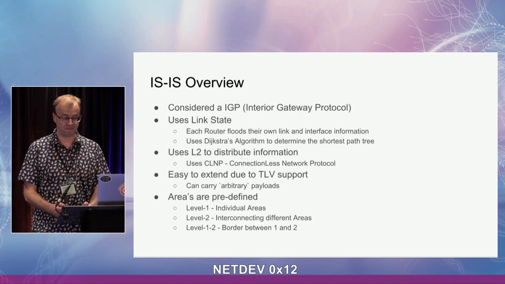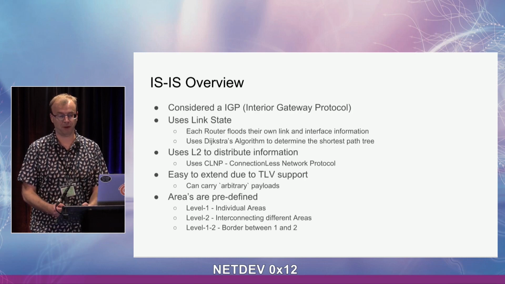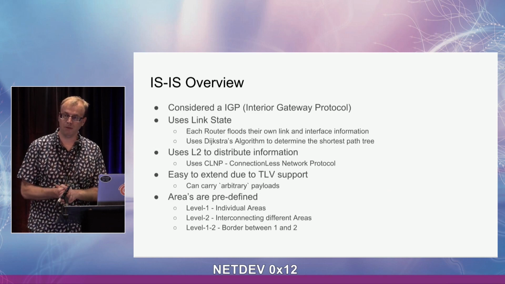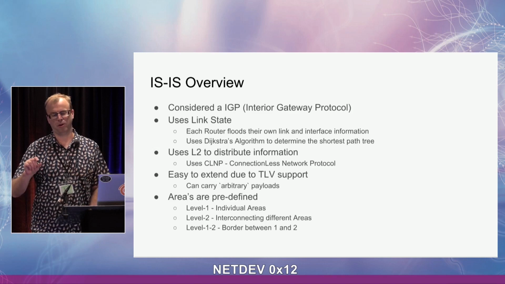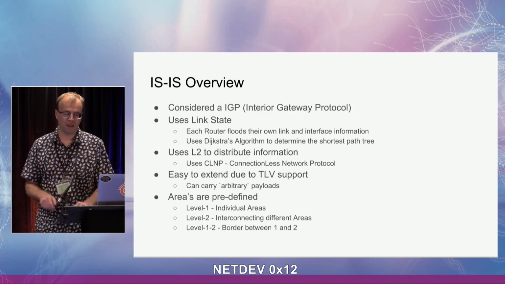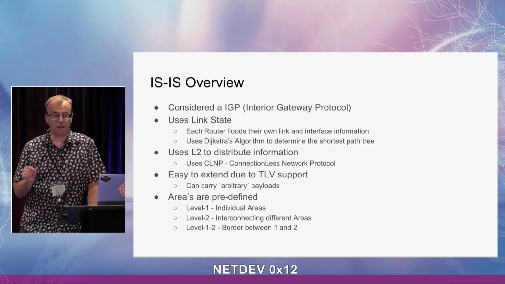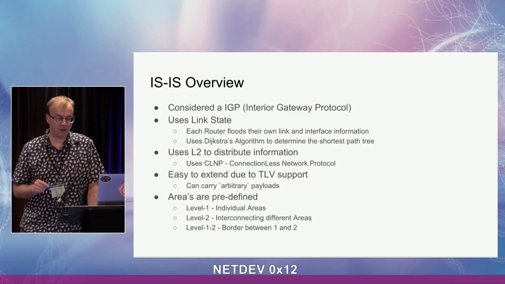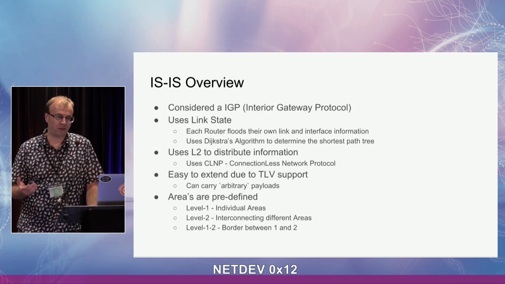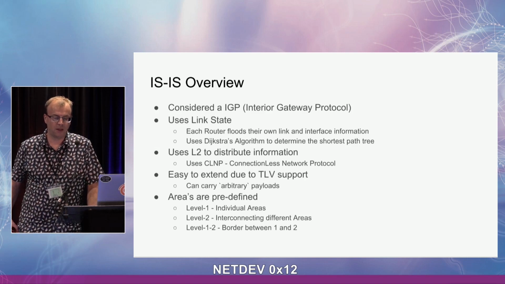It also uses Dijkstra. One of the main differences between IS-IS and OSPF is it uses layer 2 for connection between two routers, and the protocol it uses is CLNP. I don't know a whole lot about it, but it's layer 2. IS-IS is considered really easy to extend due to its TLV support in its packets. You can basically carry arbitrary payloads.